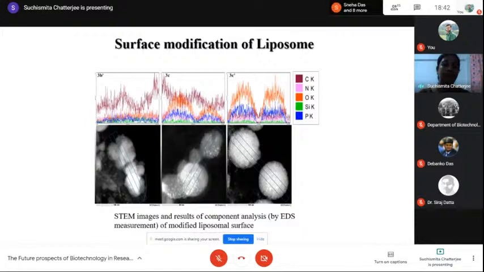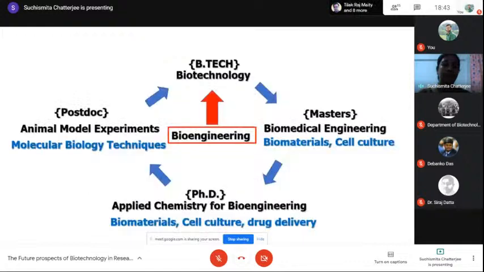So overall, the bioengineering research field is highly related, and biotechnology knowledge is highly important for applications in bioengineering. Now, if you take my example, my BTech was in biotechnology.